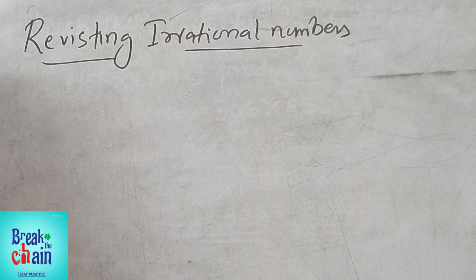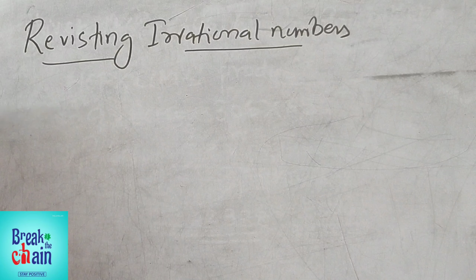Today we are going to discuss irrational numbers. Before moving to irrational numbers, let us see what rational numbers are. The numbers that can be written in the form p by q, where p and q are integers and q not equal to 0, are known as rational numbers. Examples of rational numbers are 2, minus 5, 3 by 2, like that.